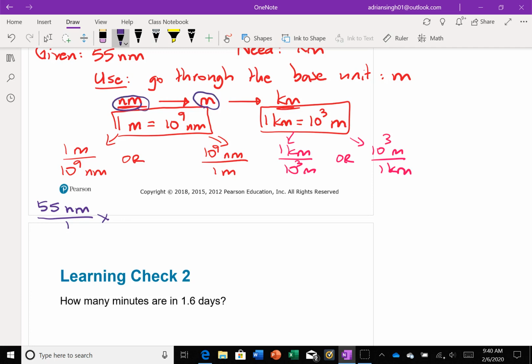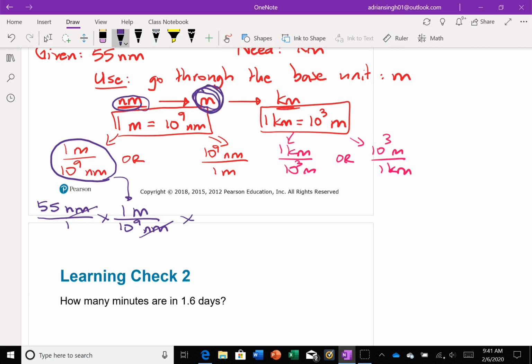So if you want to end up with meters as the unit, we're going to choose the conversion factor that has meters on top, which is going to be that one. So we're going to take that, insert it here. So we have 1 meter on top, 10 to the 9 nanometers underneath. So the nanometers can cancel, and we end up with meters as our unit. All right, so that gets us to the middle here.